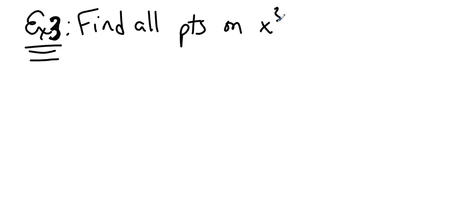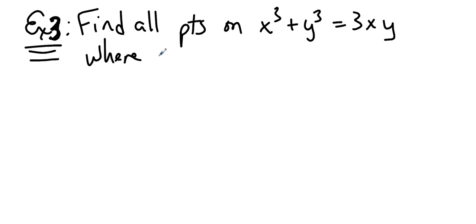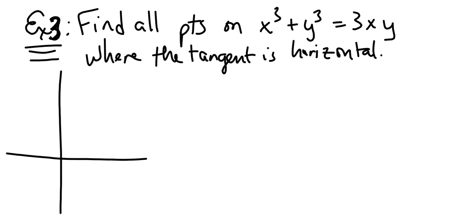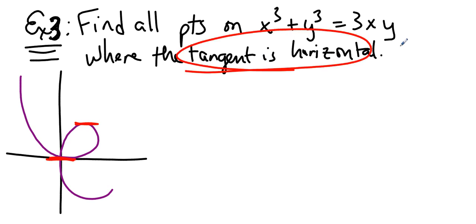Find all points on x cubed plus y cubed equals 3xy, where the tangent is horizontal. And we know that there are probably points where the tangent is horizontal because we can graph this, and it looks something like this. So we imagine that there are two places where the tangent line is horizontal. One is here and one is here. In calculus language, if the tangent is horizontal, we're looking for the derivative to be 0.